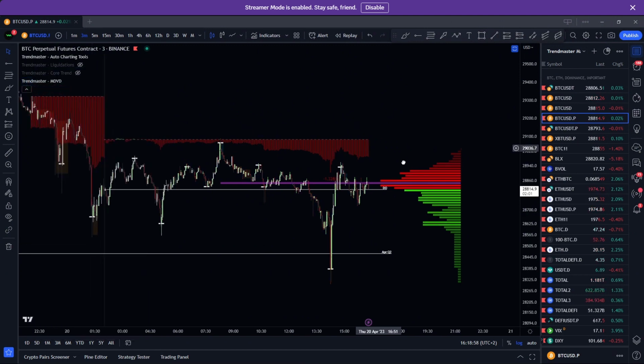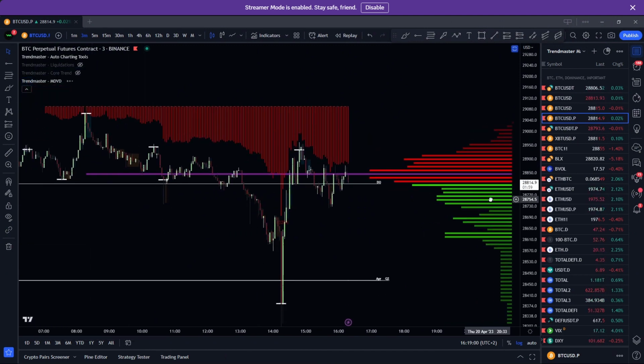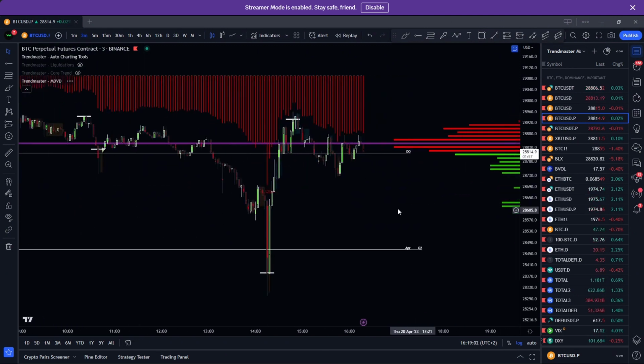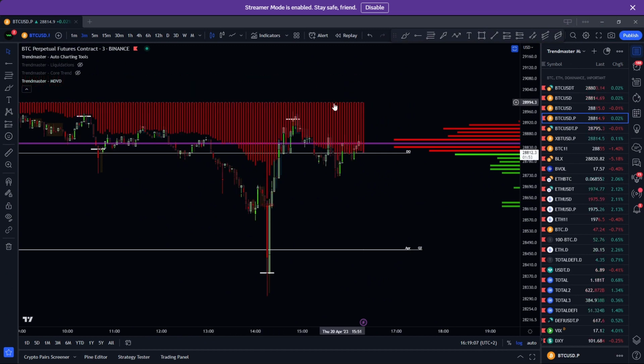So if I zoom in a bit, as I am on the 3 minute here, you're essentially seeing this as a point of, don't worry about the line point. This is just so you can see it on the chart. But essentially you're seeing points like this where you have reversals in volume, where volume was taken out.